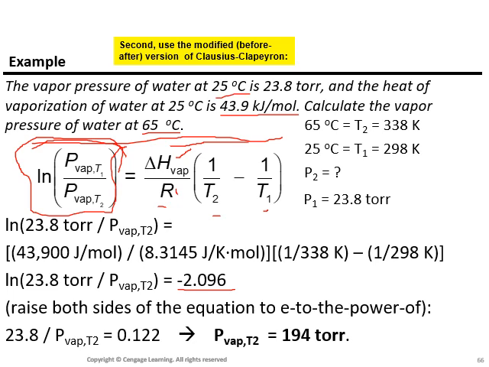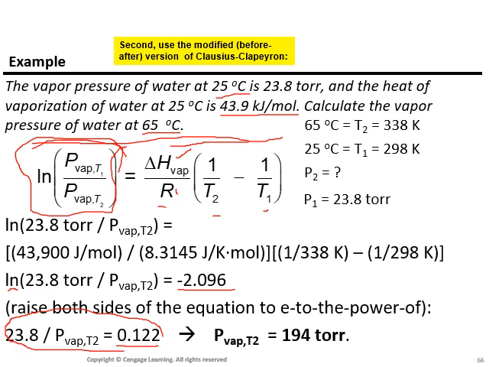And then to get rid of the logarithm, as always, we raise both sides of the entire equation to e to the power of. And that gives us 23.8 torr divided by P2 equals e to the minus 2.096, which turns out to be 0.122. But we know what P1 is. It's 23.8 torr. So we can just solve then for P2 by using this equation right here at the bottom.